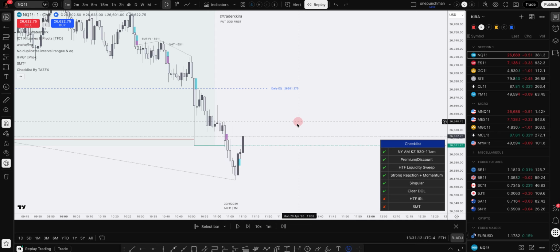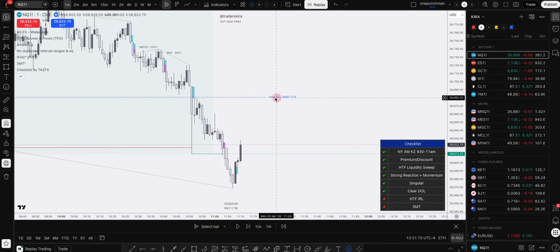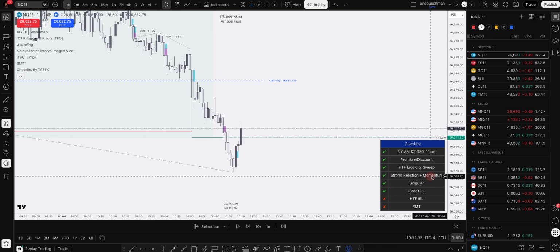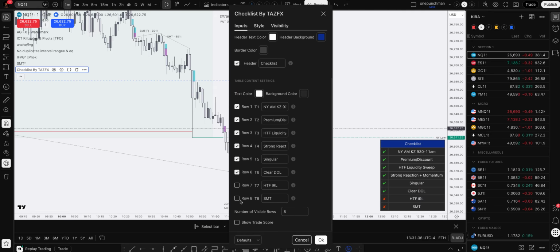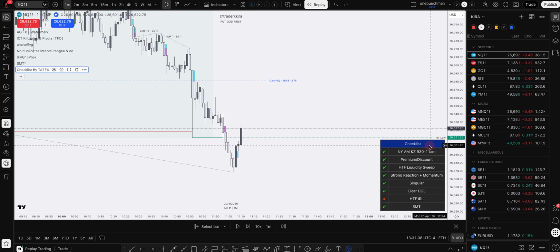And in terms of the clear draw on liquidity, it's very simple. It's right here, the daily EQ. I already talked about how it's such a major dynamic support and resistance level. So that's basically my target. If I can find a trade here, I'll exit here. Now, we also had SMT. I should note that, so let's check that off too. So SMT, boom. We got a lot of things going for us on this trade, or I had a lot of things going for me on this trade.